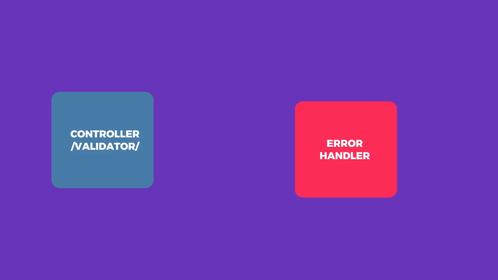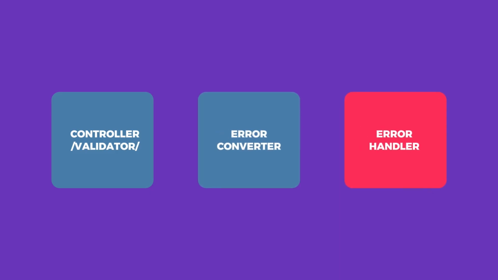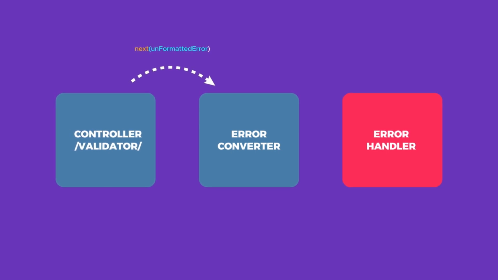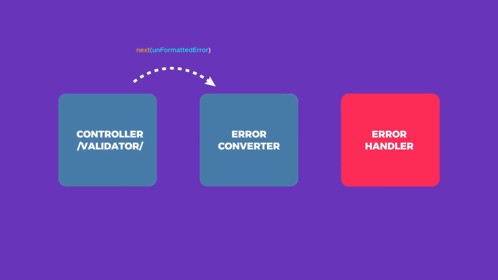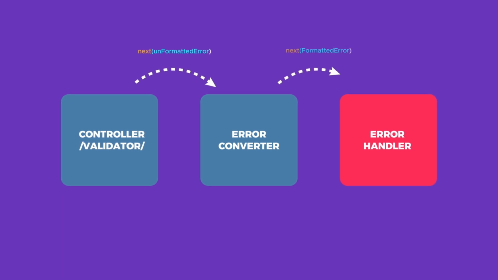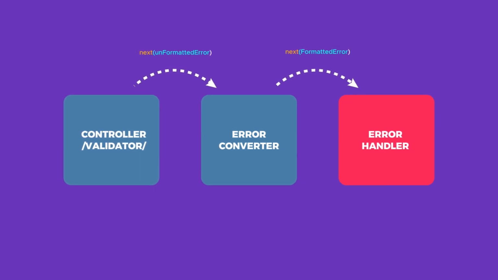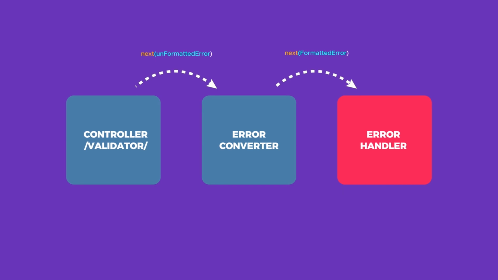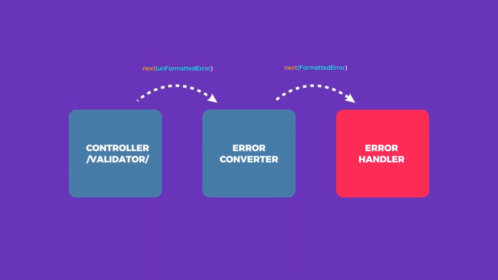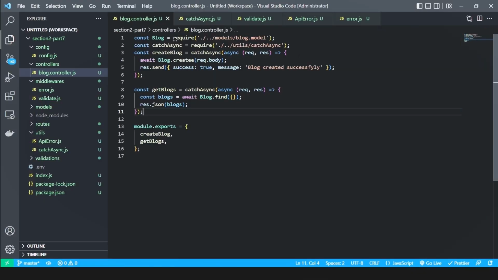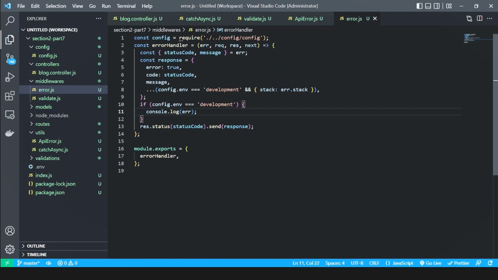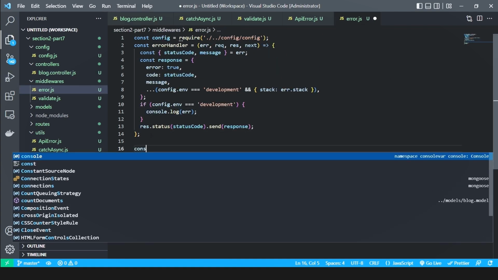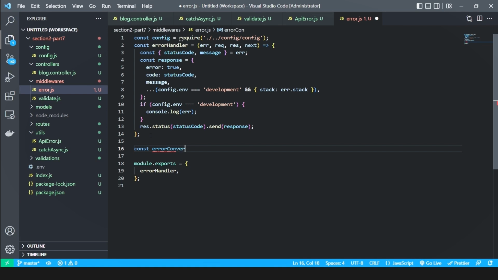So I will create an additional middleware that sits before the error handler. Whenever next is called with an error, it gets to it first and it will make sure to format the error in the right way, and then it will call the error handler with a well-formatted error. Then the error handler can do its job without worrying about the wrong error format. Let's go to error.js file and define the error converter function. So it takes the same argument as the error handler.